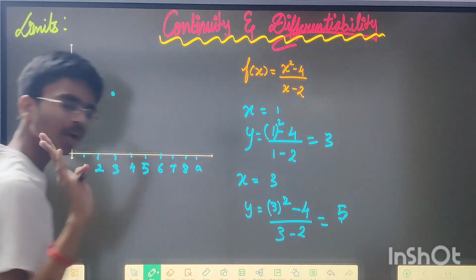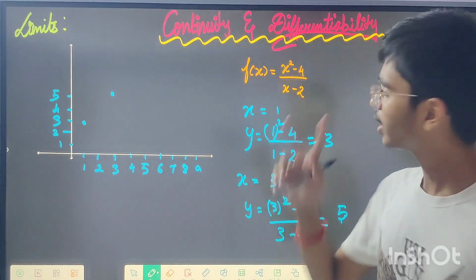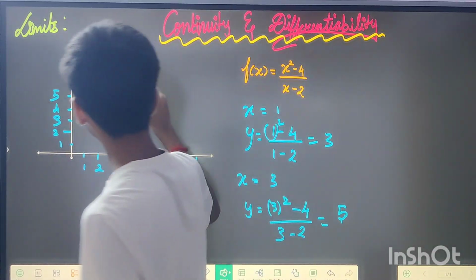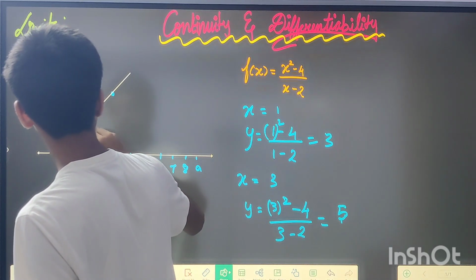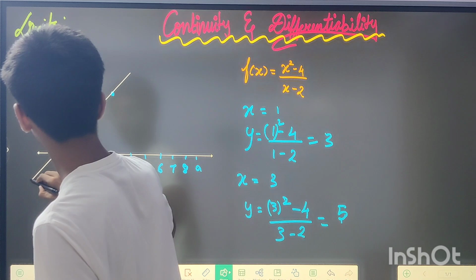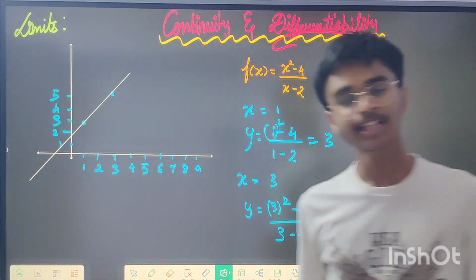Okay, so we want only 2 points. In order to determine a line, we want only 2 different points. So I've got here 2 different points. Now I can just plot it. So this is how the line is.